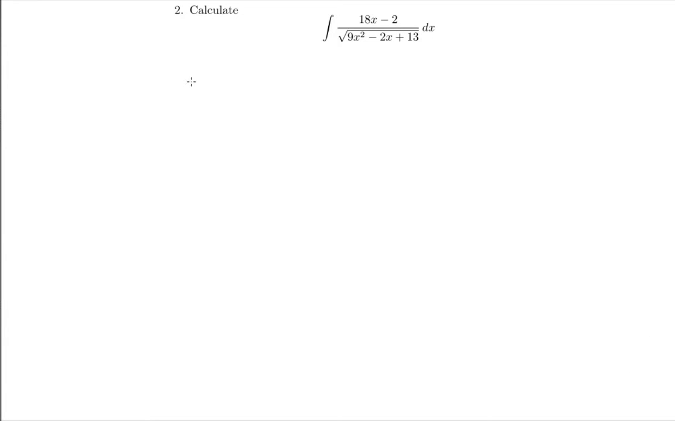In this question, they're asking us to calculate the indefinite integral of 18x minus 2 over the square root of 9x squared minus 2x plus 13 with respect to x.